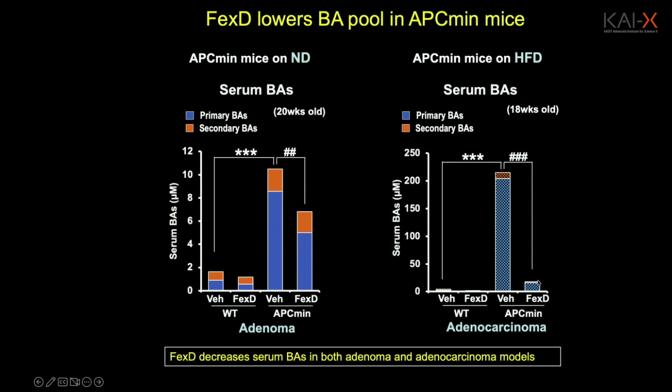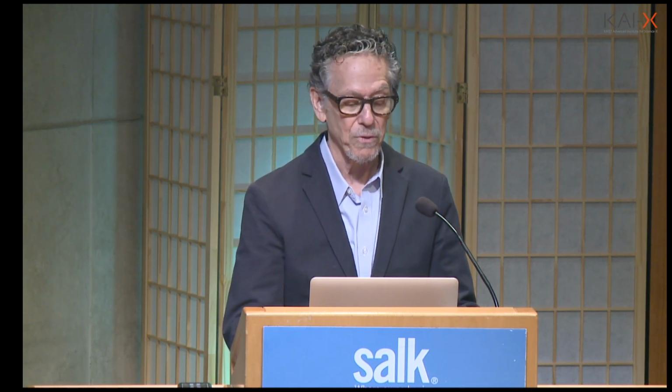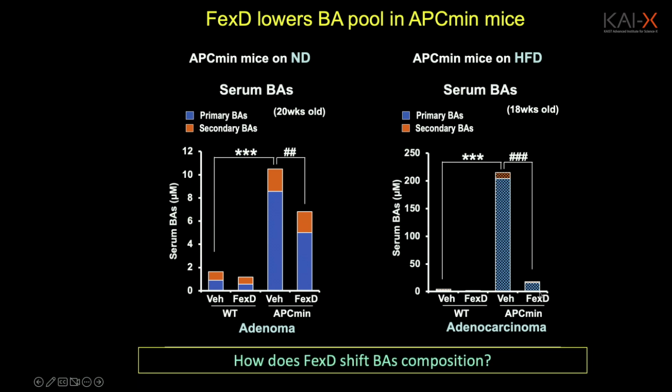Keep in mind that people who are obese and have an APC min mutation are going to be likely in a very dangerous state. This suggests that we could lower risk and also, by giving us a mechanism, potentially a way of controlling the process. So FEX-D decreases serum bile acids in both states, but look at that. It's just totally crazy in a way.